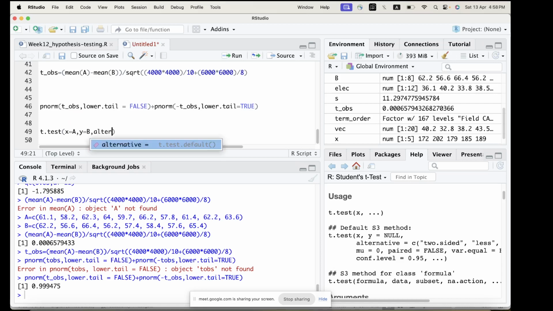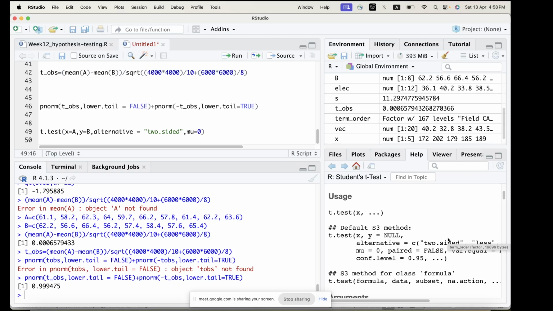Alternative will be both sided. Alternative is two.sided. Here you have to write two.sided for both sided. Okay, so once we have that, then mu is what? It should be 0.